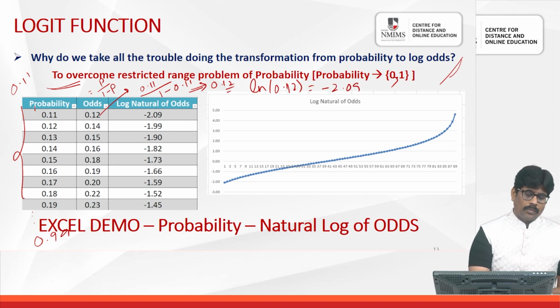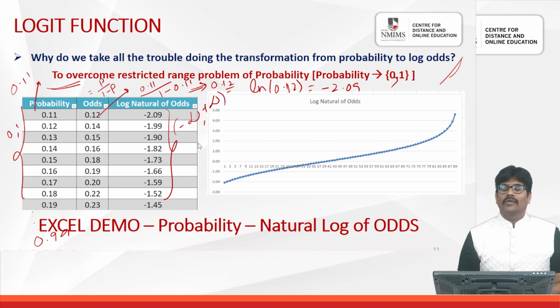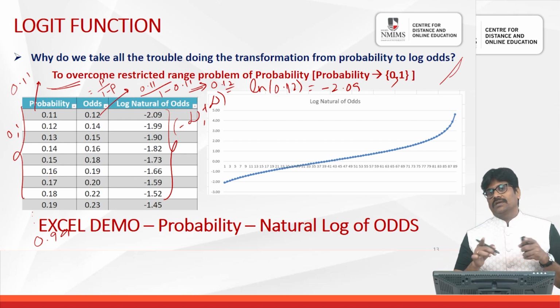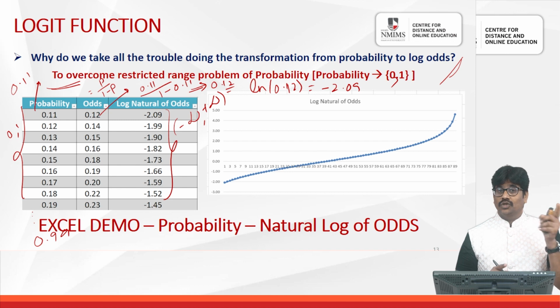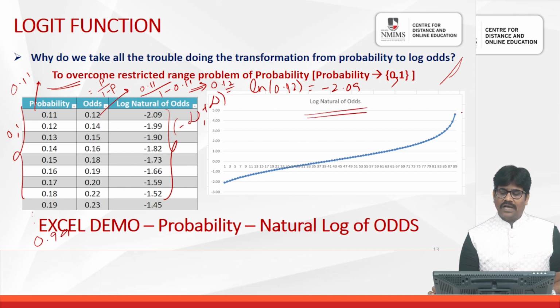Now, see this, the probability value ranges from 0 to 1, whereas the ln of odds value can go from minus infinity to plus infinity, right. So, if you look at it, I have overcome the restricted range problem associated with the probability of 0 and 1, moving to minus infinity to plus infinity, right. In this case, if you draw a scatter plot for this and connect the dots, you will get something like this. As you can see, the value can range from minus to plus, because this is the graph of the natural logarithm of odds.